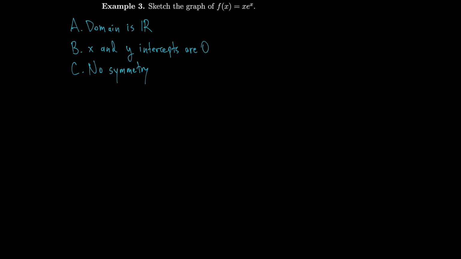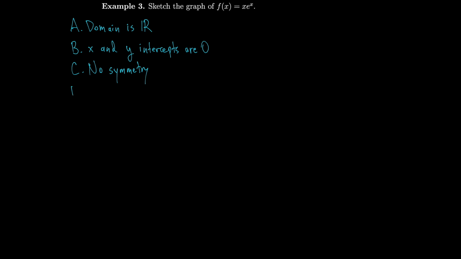Okay, let's do it again for f of x equals x e to the x, our domain. Well, it looks like we could plug in any x value we want in this case. So our domain is R, or all real numbers. Our x and y intercepts, again, are 0. Plugging in x or y equals 0 gives us 0. It doesn't look like there's any symmetry here whatsoever. Plugging in minus for x doesn't give us minus f of x at all, or positive f of x, nothing.